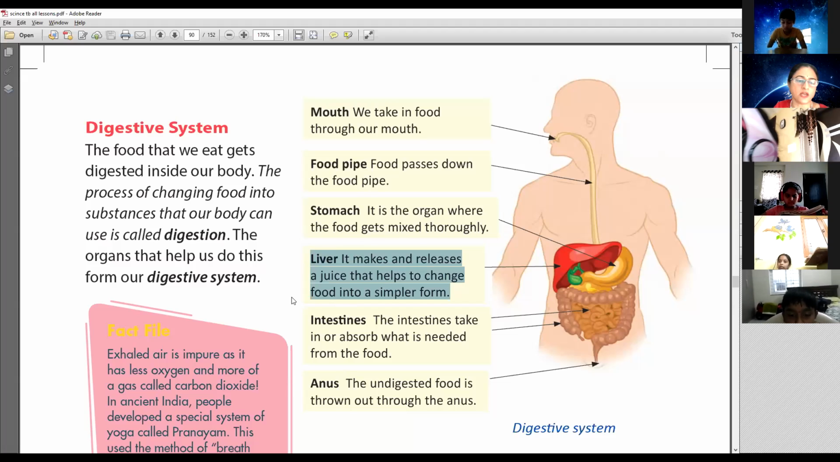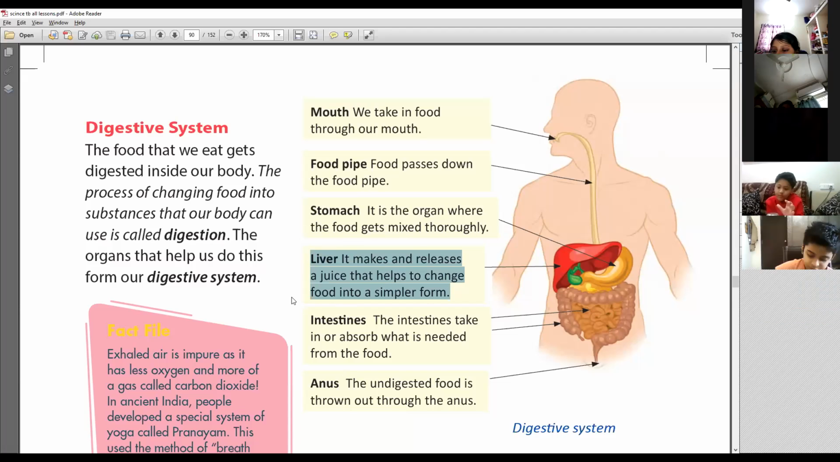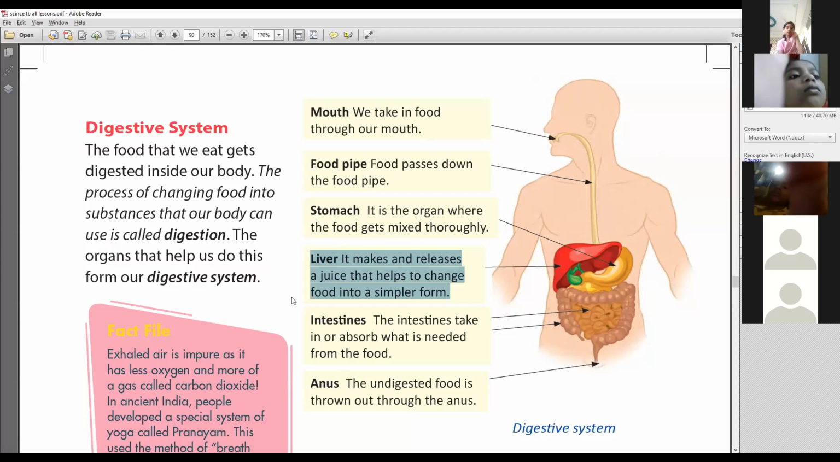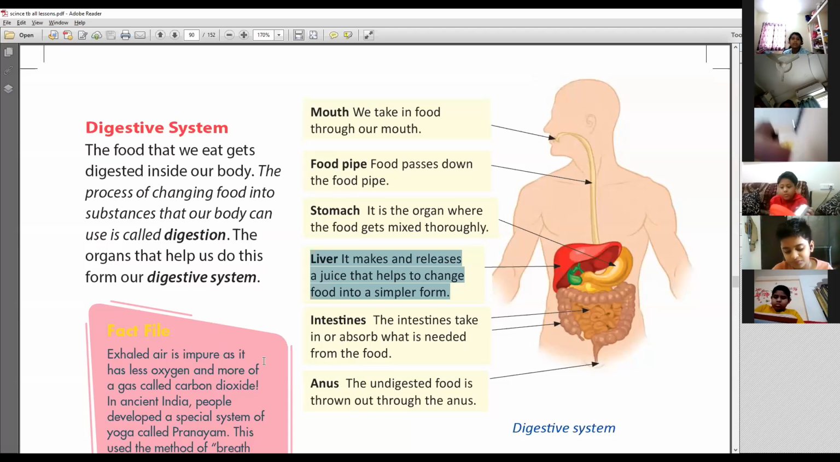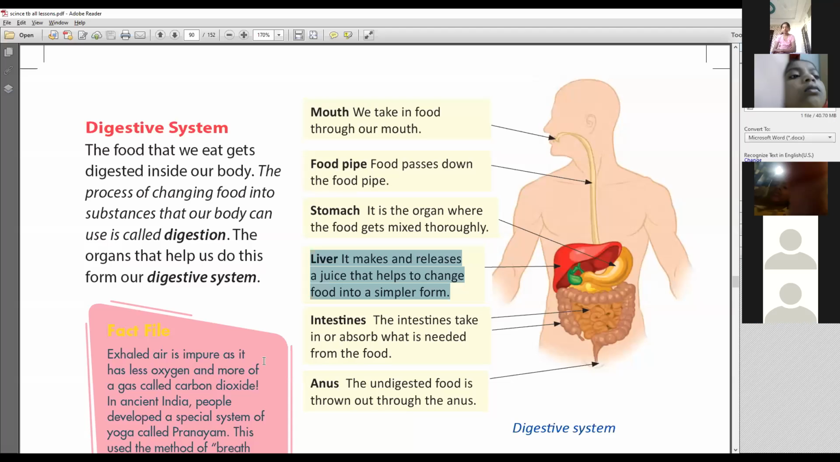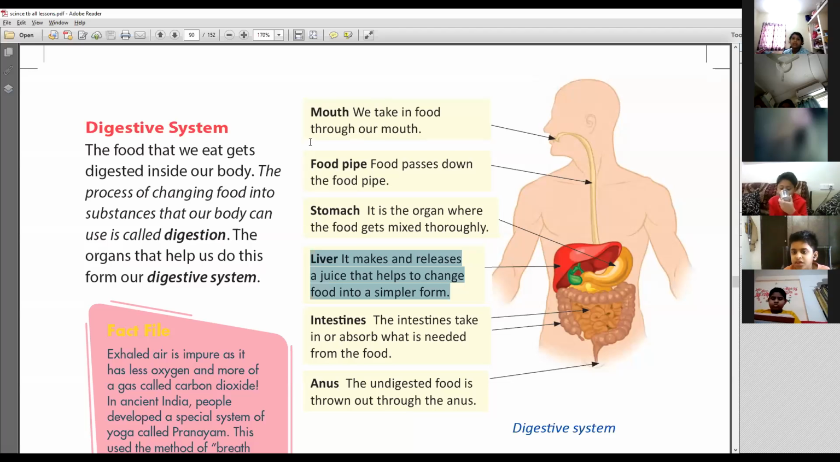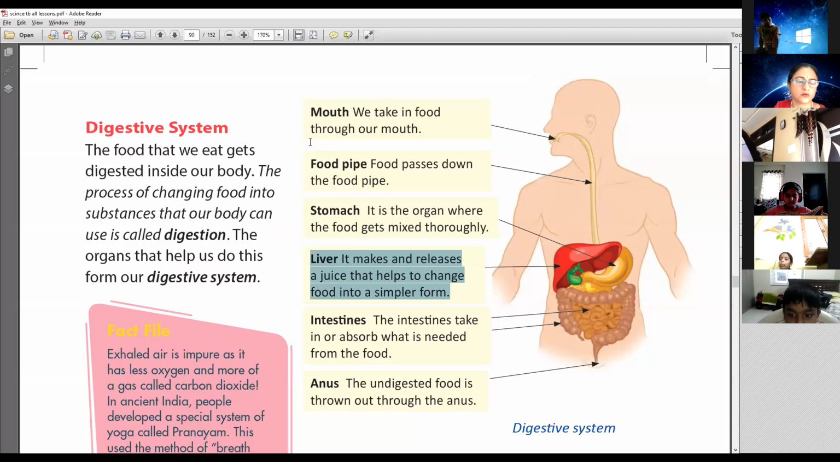Kirtana, where are you going? Liver. It makes and releases a juice that helps to change food into simple substances.